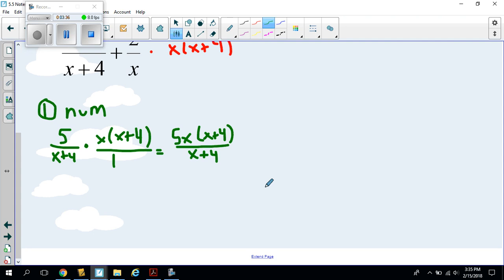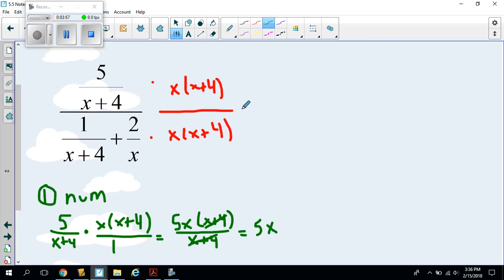Now if you notice, we both have an x plus 4 in the numerator and in the denominator. So that allows us to cancel both of them out. So now all we're left with is 5x. So simplifying the numerator of our complex fraction, now we just have 5x. I'm going to rewrite that up here. So I'm going to set this equal to 5x.